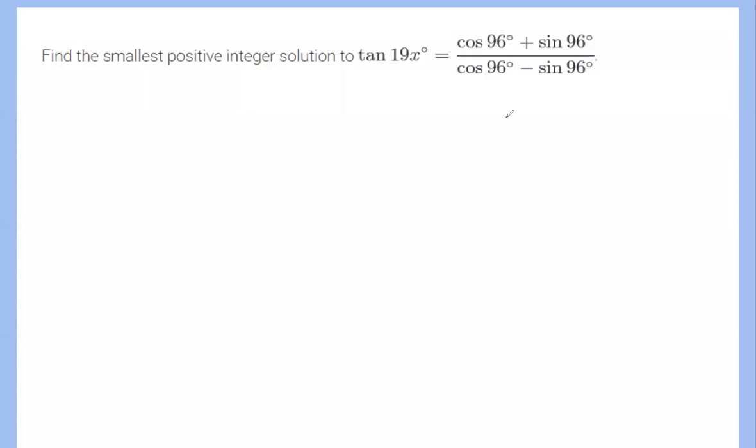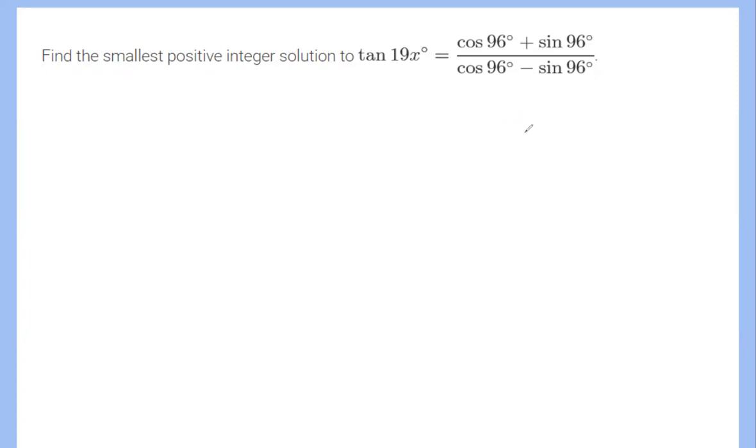Hello, everyone. So we have another AIME problem. This was a trig identity, and I will use a bit of number theory to finalize the question. It says find the smallest positive integer solution to this equation.